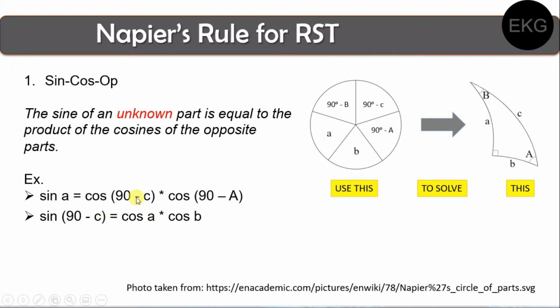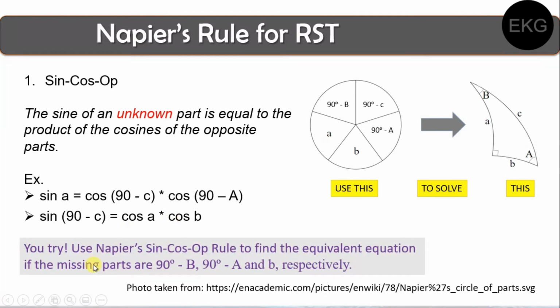Okay? Now since this is not complete, you try. Use Napier's sin cos op rule to find the equivalent equation if the missing parts are this one and this one respectively.